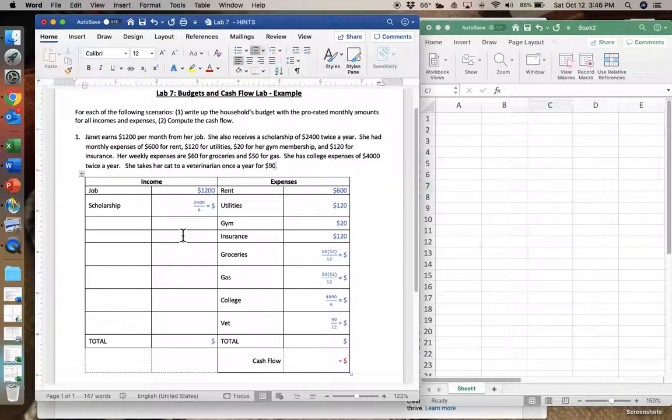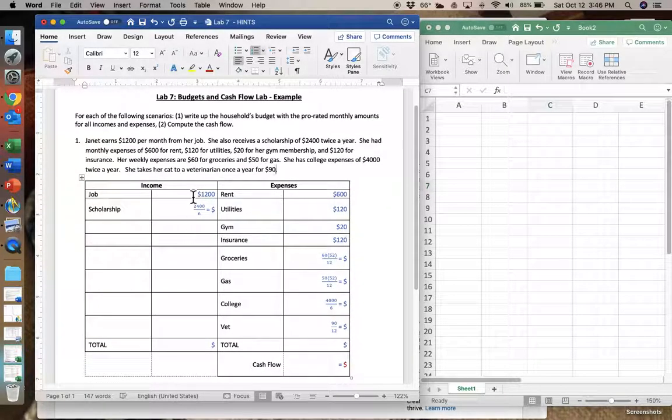So you can see I've already filled in some of the information here. In her job, she makes $1,200. So when you're doing this, you're going to print out this sheet and write down these numbers in here. Write down your calculations for me. That'll be your way of showing your work. Or you can do it on a separate paper, but if you want to do it right here, that's fine. Okay, she receives a scholarship of $2,400 twice a year.